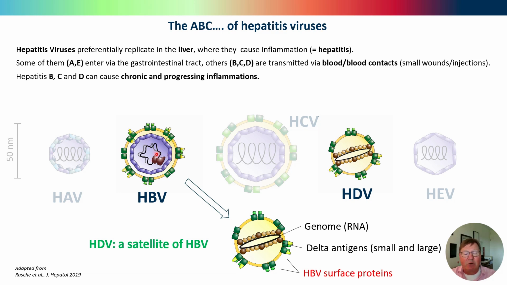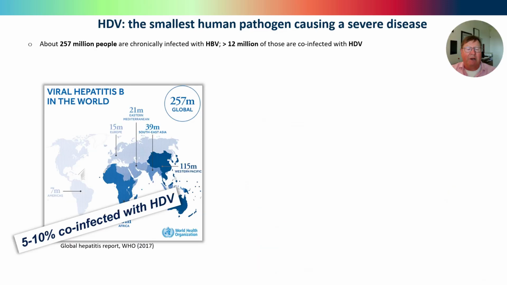And this very special relation, the dependence on envelope protein from the B virus, characterizes this kind of symbiosis of these 2 particles. The D virus is the smallest human pathogen that we know. We have about 260 million people that are chronically infected with hepatitis B, and they provide the replication space, as we can say, for the delta. More than 12 million of those patients or individuals are co-infected with the delta virus.